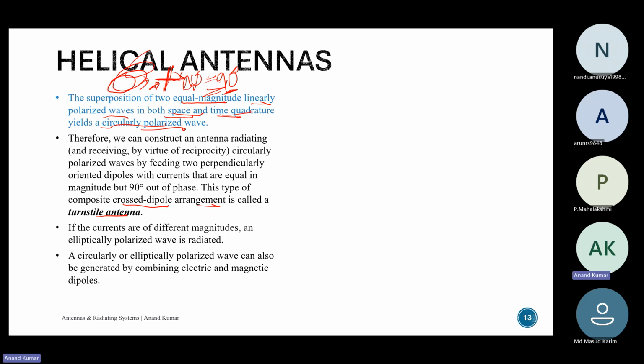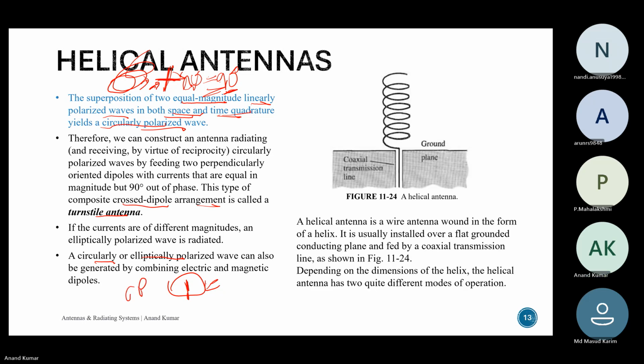The other way we can get a circularly polarized wave is to have an electric dipole and a magnetic dipole, and their arrangement can also give us circularly polarized waves. So this is one of the ways.